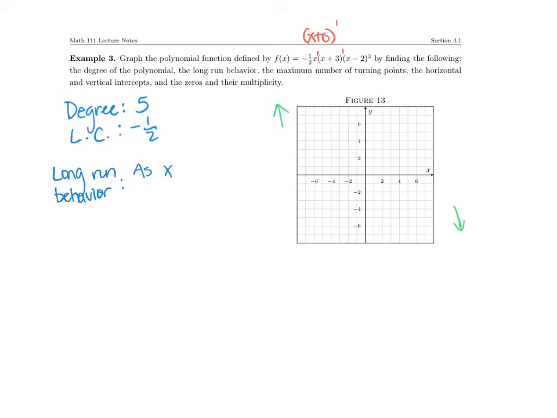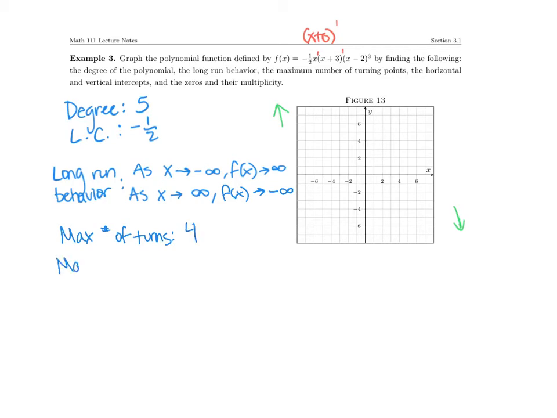So as x goes to, or approaches is another way to say that, -infinity, referring to our left arrow, f of x approaches infinity because it's moving up. And then as x approaches infinity, or our right arrow, f of x approaches -infinity because it's pointing downward. So sometimes drawing those arrows first can help direct where you're going. Next, we're going to want our maximum number of turns, which is going to be 1 less than our degree, so in this case it'll be 4.